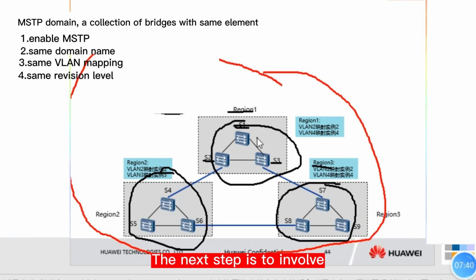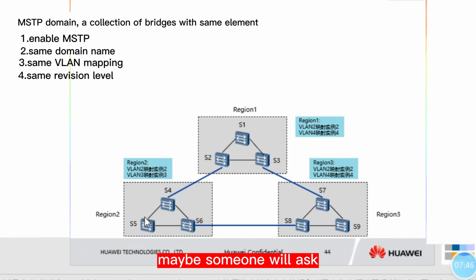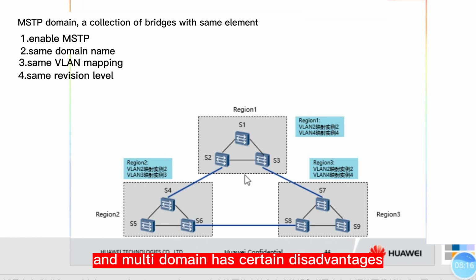The next step is to involve its usage scenarios. Maybe someone will ask, multi-domain seems useless, since instances can also be mapped. Those who are familiar with spanning trees know multiple instances can be created, VLANs mapped to groups, and data forwarded based on the instance. In the process, there are few multi-domain usage scenarios. A single domain is used in most cases, and multi-domain has certain disadvantages.